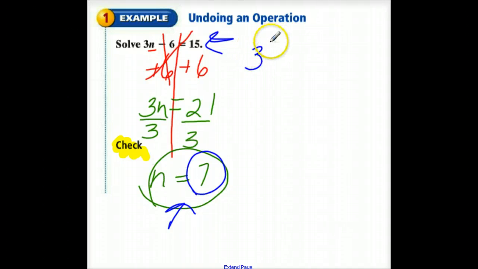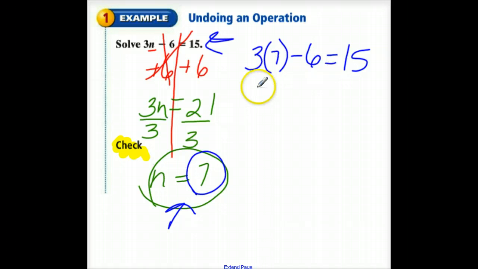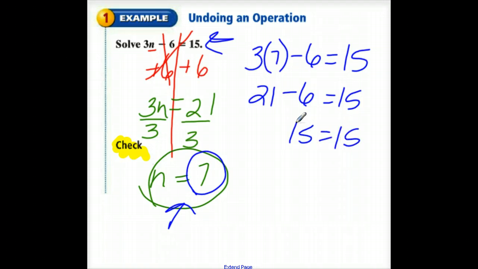If I had 3 times, I'm putting a 7 in for n because that's what we just solved, minus 6, I should get 15. Well, 3 times 7 is 21, minus 6 does equal 15. So this solution works. If it didn't work, you would know you did something wrong in your solving for your variable.